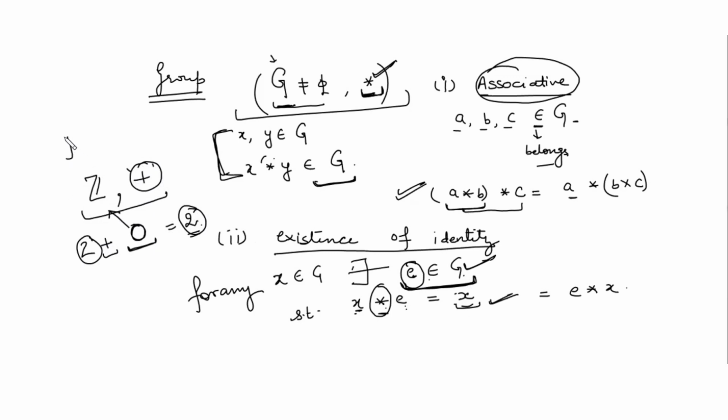If I take the set of natural numbers instead of the set of integers, will your identity exist then with respect to the operation addition? No, ma'am. Why not? Again, the identity you get is 0, but 0 is not a member of the set of natural numbers. So therefore we will say that there does not exist an identity with respect to the operation addition on the set of natural numbers. Is this point clear?